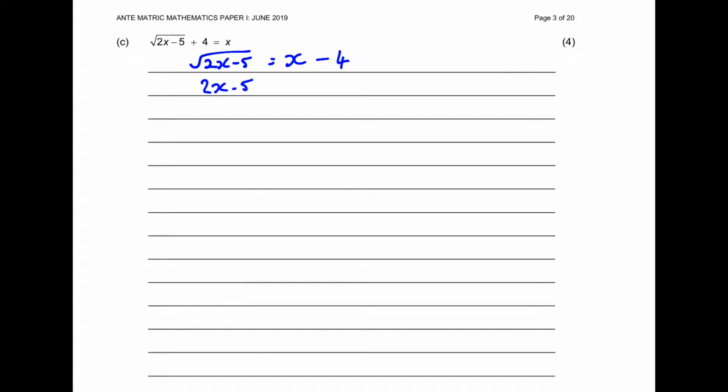But on the right-hand side, we cannot just simply square x and square 4, because what we're actually doing is squaring the entire left-hand side and the entire right-hand side. So we FOIL effectively. We're going to get x squared minus 4x, which is minus 8x, plus 16.